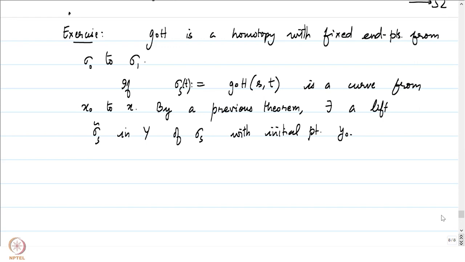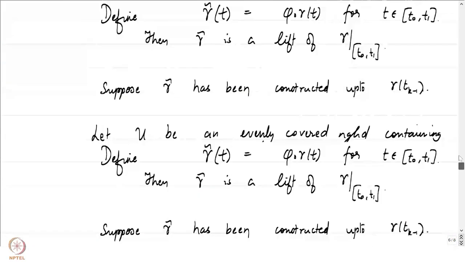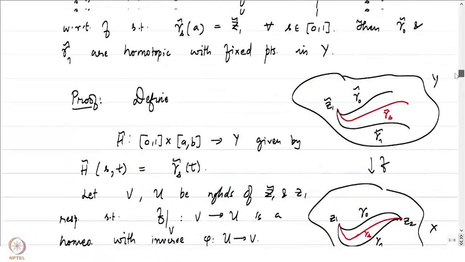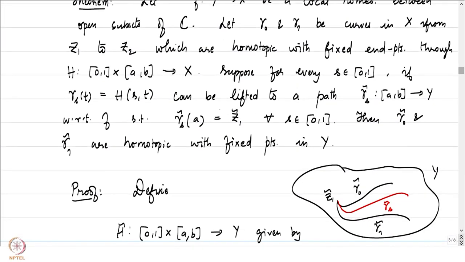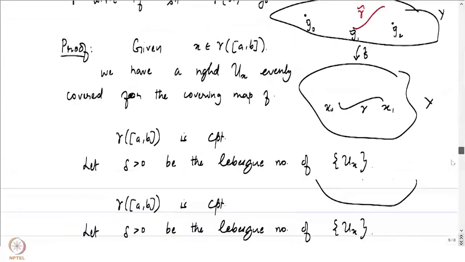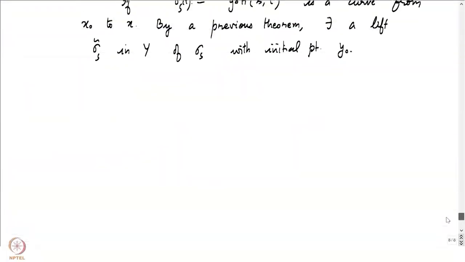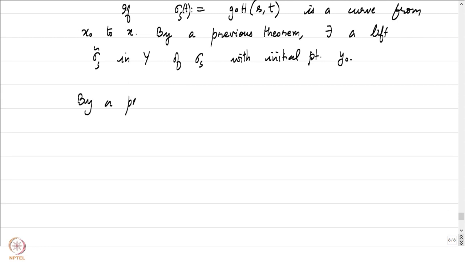Let me now go back a few theorems and show you that this entire homotopy can now be lifted. There was a theorem which we proved earlier wherein for any local homeomorphism, we can lift the entire homotopy if each gamma s can be lifted to a path gamma s tilde. Then we will be able to establish that the entire homotopy can be lifted to a homotopy with fixed endpoints in capital Y. So always remember that a covering map is in particular a local homeomorphism as well. So again, now by a previous theorem, which I just showed, G composed with H can be lifted to a homotopy with fixed endpoints.